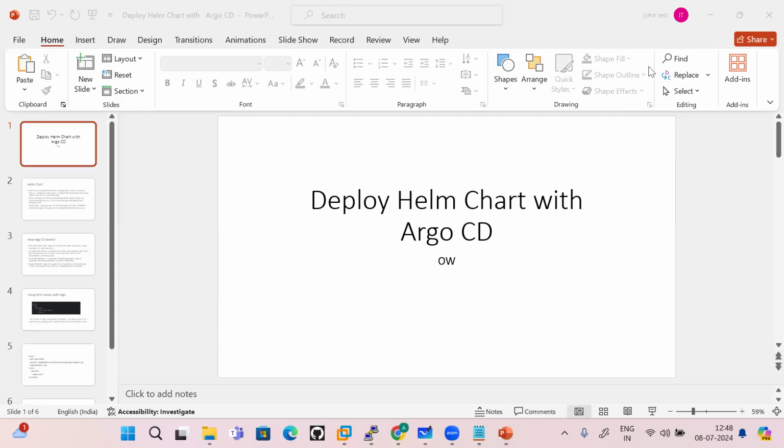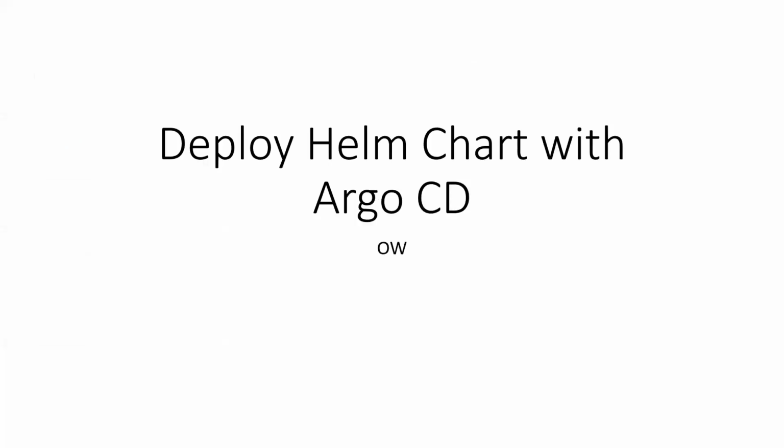Hello everyone. In this session, we are going to discuss how to deploy Helm chart using ArgoCD. As most of you must be aware, Helm charts are the charts where you can keep your Kubernetes manifest file, and through the Helm install command, you can go and provision it.